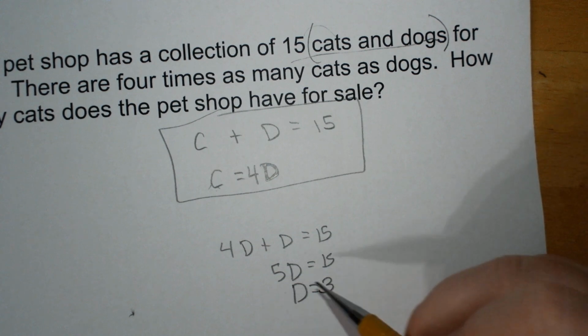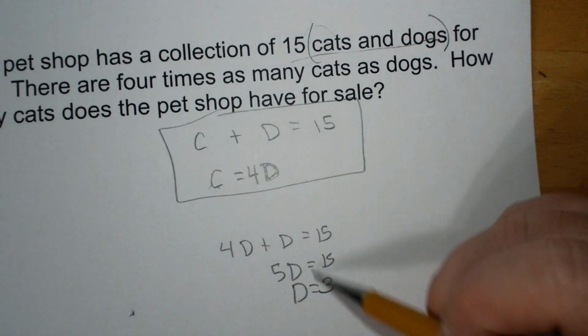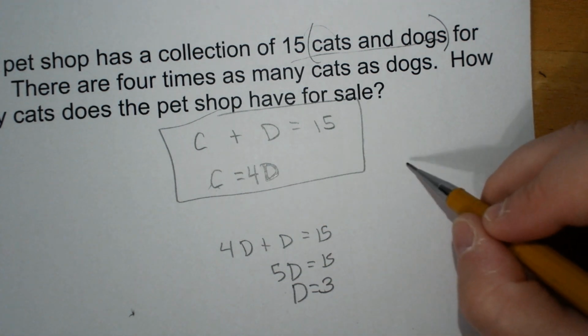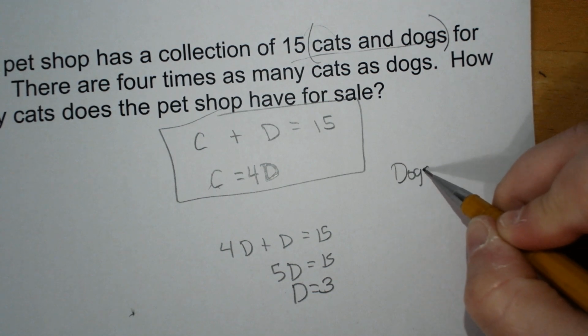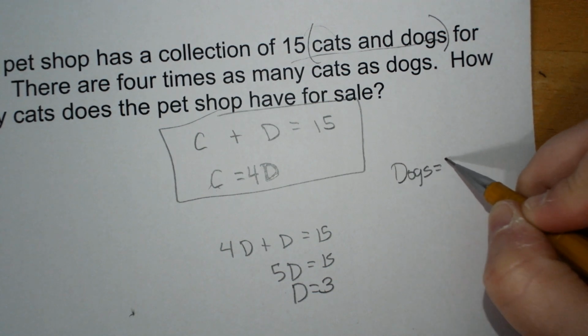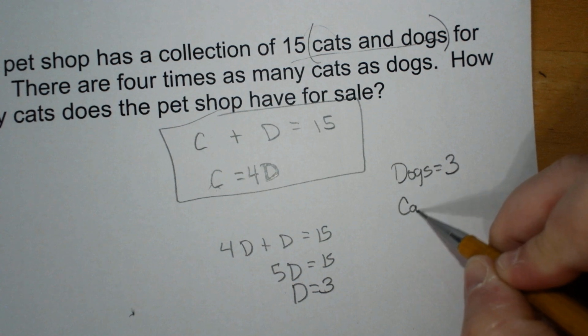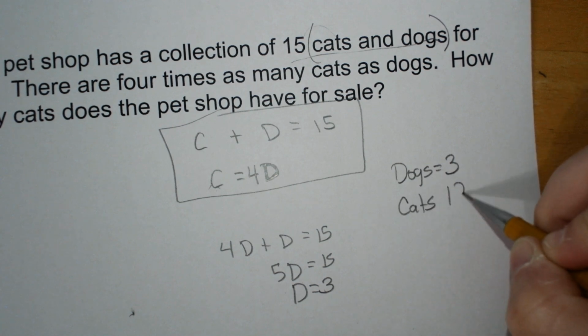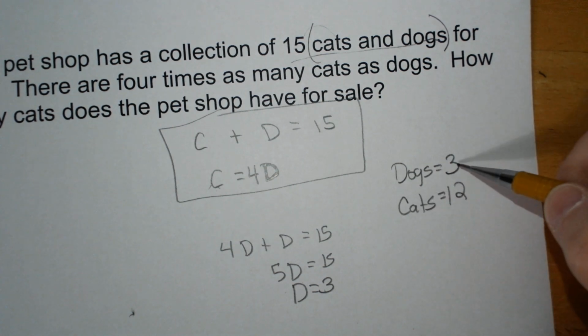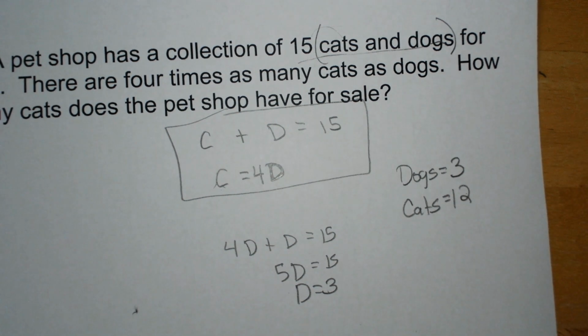So if D equals 3, then 4 times 3 is 12. So dogs is 3. Cats is 12. And together 3 and 12 is 15. So set up your equations. Most of them will either be substitution. If you by chance get a standard form equation, I'd solve it by elimination.